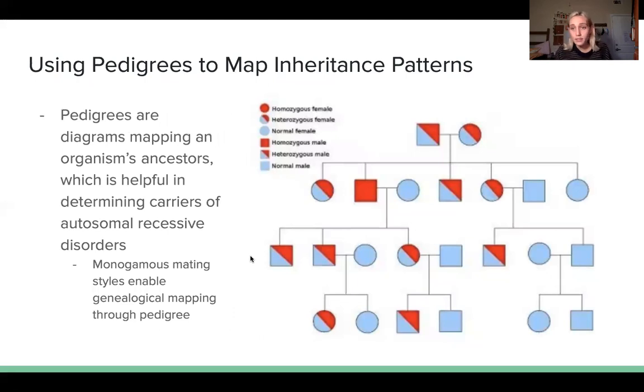Okay, so the last thing I really want to talk about with Hutterites and autosomal recessive disorders would be a tool for mapping their inheritance patterns, pedigrees. So these are a type of diagram that maps an organism's ancestors, and they're especially helpful in determining the carriers of autosomal recessive disorders. If you look to the right here, you'll see an example of a pedigree that maps autosomal recessive disorders. As you can see, the two founders, a male and female, were both heterozygous, which means they're a carrier of the disorder without displaying the disorder.